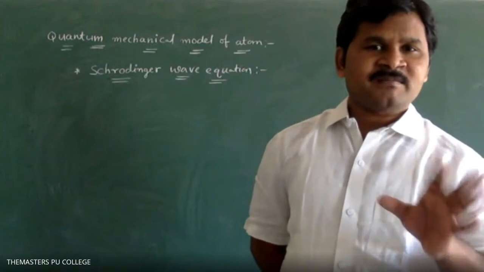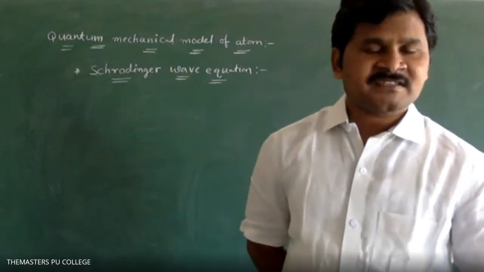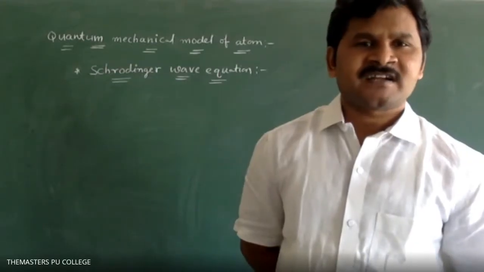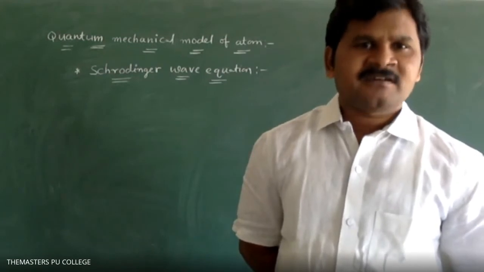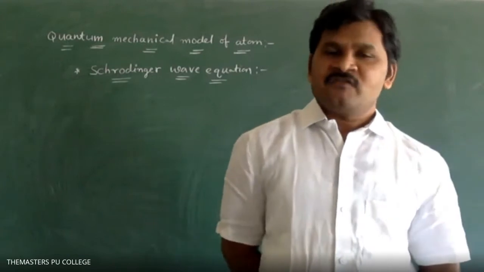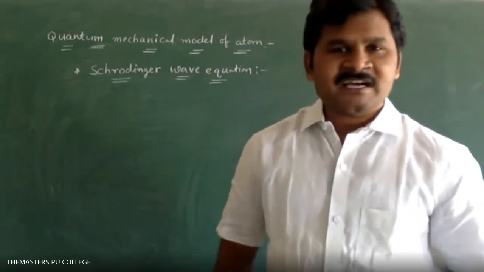So what is the main motto of this Schrödinger wave equation? Children, can you say? To find the exact position of an electron. Very good. To find the exact position of electron in the atom. Nothing but to find the complete address of electron in the atom, we can calculate by using the Schrödinger wave equation.